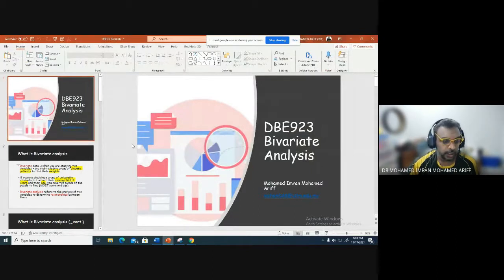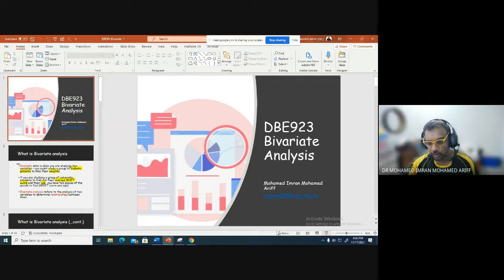Right, so inshallah today we will continue our lecture, a very short one, regarding bivariate analysis. In the previous lecture we have done univariate analysis. Univariate analysis is talking about only one variable. So when we look at bivariate analysis, we are looking at two variables. Okay, two variables. All right.